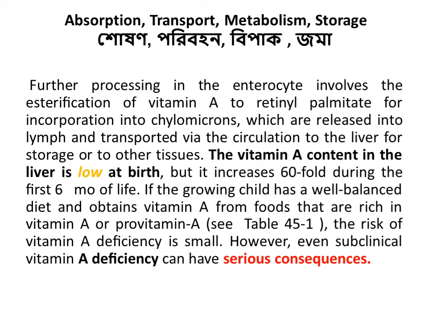The vitamin A content in the liver is low at birth, but it increases 60-fold during the first 6 months of life. If the growing child has a well-balanced diet and obtains vitamin A from foods that are rich in vitamin A or provitamin A, see table 45.1, the risk for vitamin A deficiency is small. However, even subclinical vitamin A deficiency can have serious consequences.